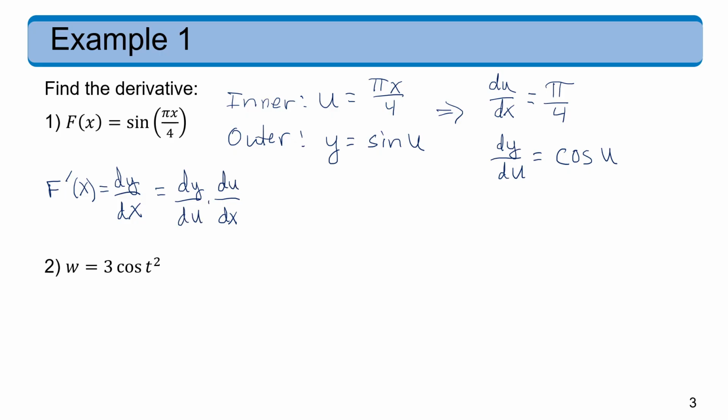Now those are the two derivatives we just computed on the top right, so we can just substitute in. dy du is cosine of u, and then du dx is pi over 4. And then we need to back substitute. I'm going to put the pi over 4 in front, and then I have cosine of u, but I need to plug in for u. If you look up at the definition at the top, we said u is pi x over 4.